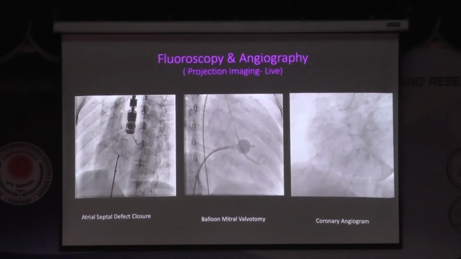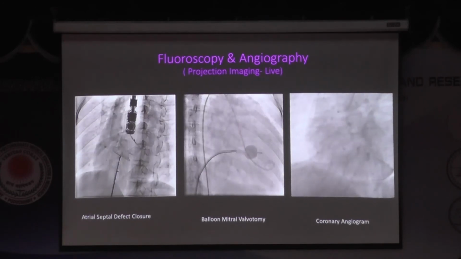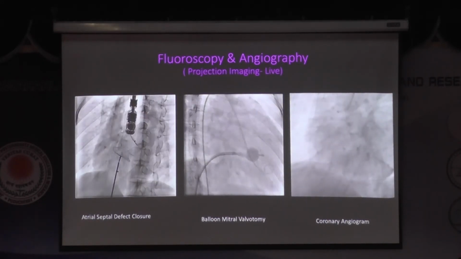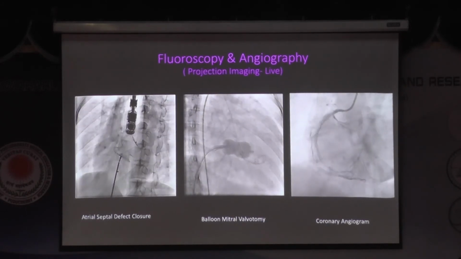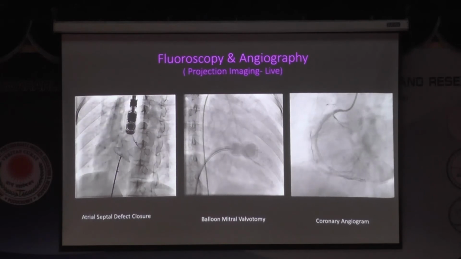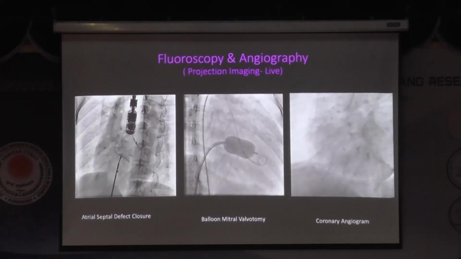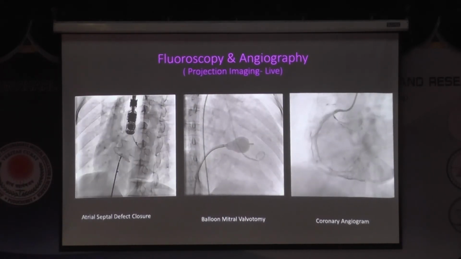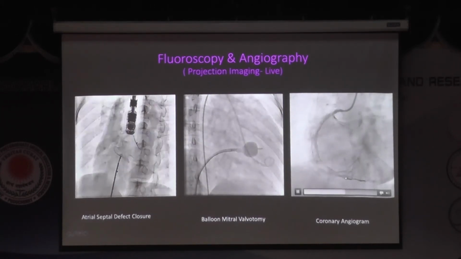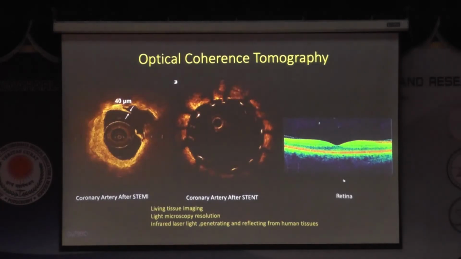And fluoroscopy and angiography is commonly used in many departments, especially in cardiology, orthopedics, endoscopy, urology and such departments. Most of the time fluoroscopy and angiography is used as part of therapeutic procedures. Here you can see an atrial septal defect closure in the first one. In the second one you can see a balloon mitral valvotomy, and the third one is coronary angiography and angioplasty.